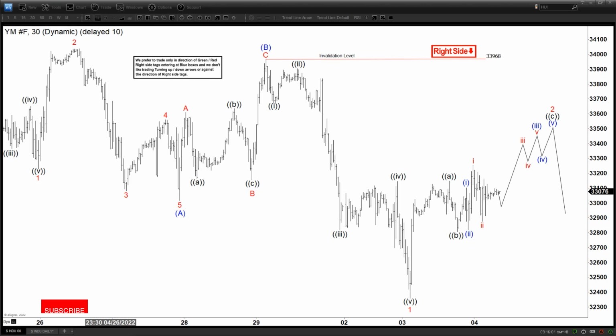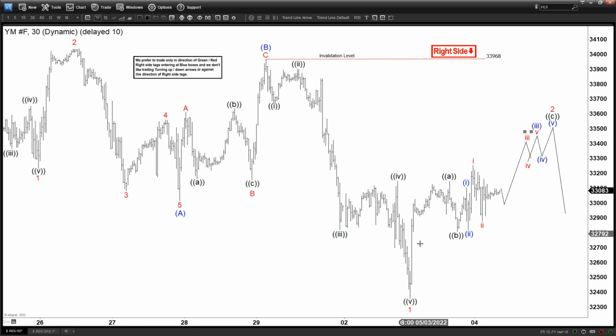Today is Wednesday, May 4th, and the time is around 1 a.m. GMT. Today we are going to take a look at the Dow Futures YM. We can see this is a short-term chart, 30 minutes. We are looking for an extension higher.